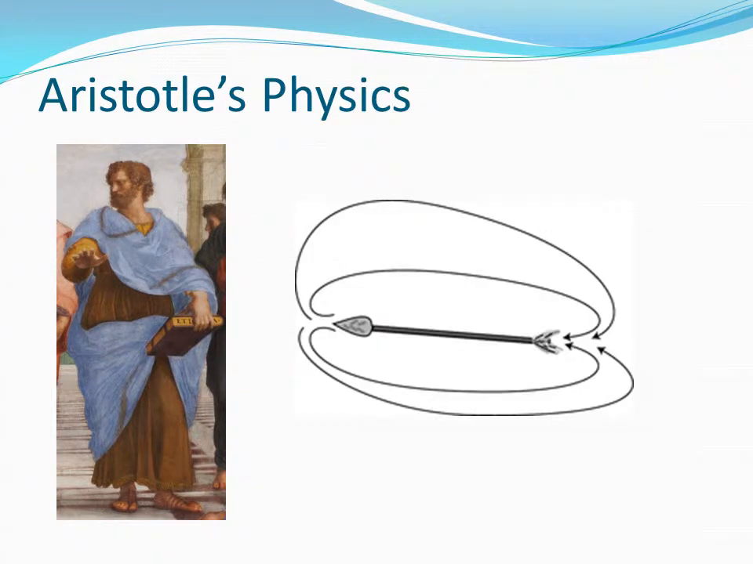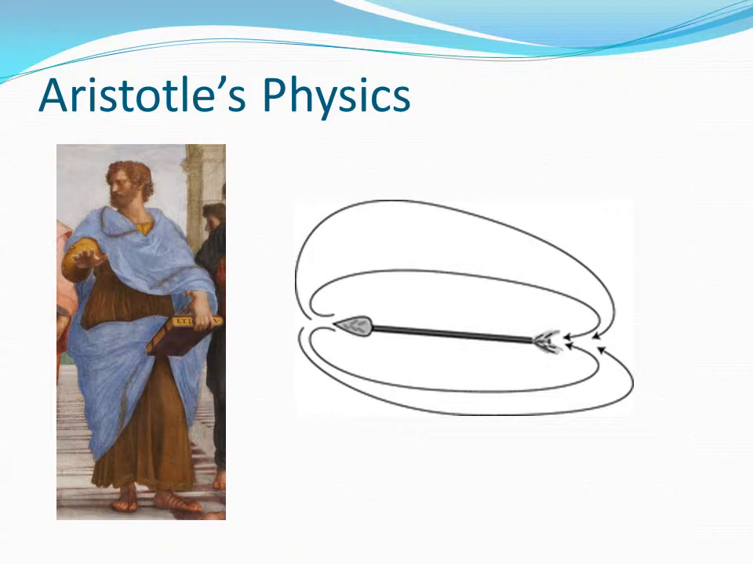So here's an example of some really bad physics that Aristotle did. He was trying to explain why an arrow would continue in its motion through the air. And so he said that as the arrow went through the air, it pushed the air aside at the tip of the arrow, and that air circulated to the back of the arrow and pushed it from behind. And so basically this circulation kept the arrow moving in a forward direction.